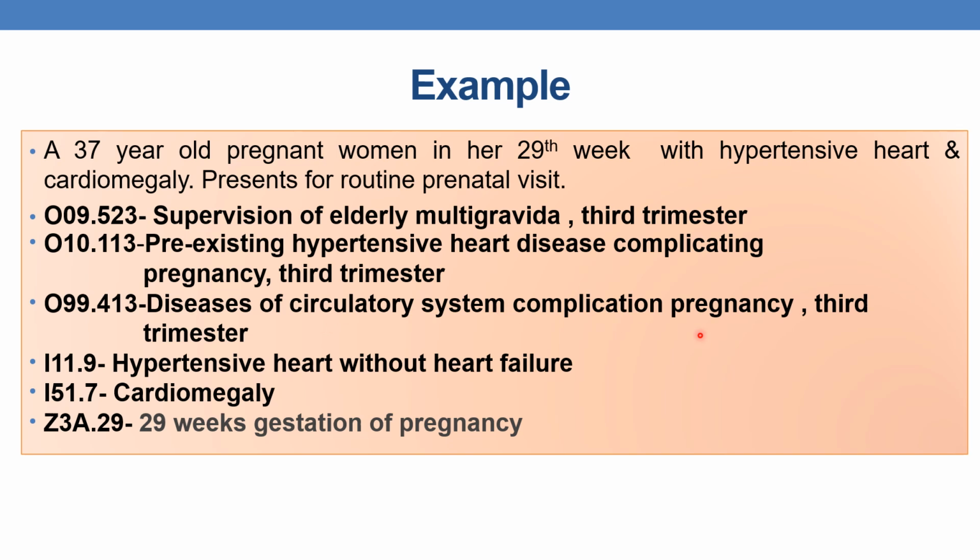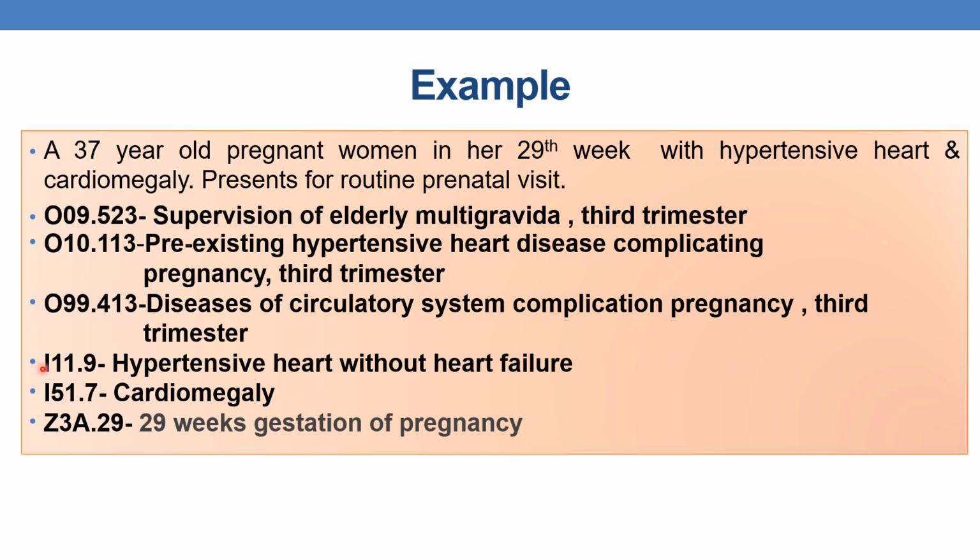Diseases of circulatory system complicating pregnancy, third trimester. Under this you will find the note diseases of circulatory system that come under I00 to I99. So I51.7 comes under that. That is why we are coding additionally O99.413, diseases of circulatory system complicating pregnancy, third trimester. Then hypertensive heart without heart failure, I11.9. Whenever you are coding a category O10.1, you need to additionally code I11.9. I11.9, hypertensive heart without heart failure.